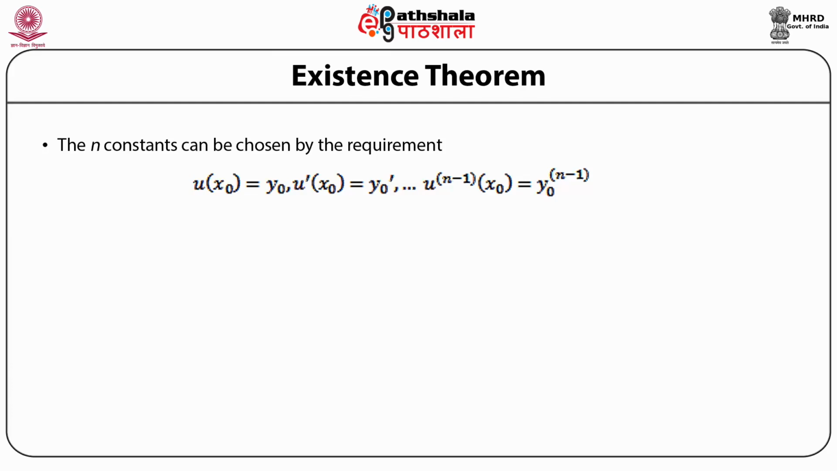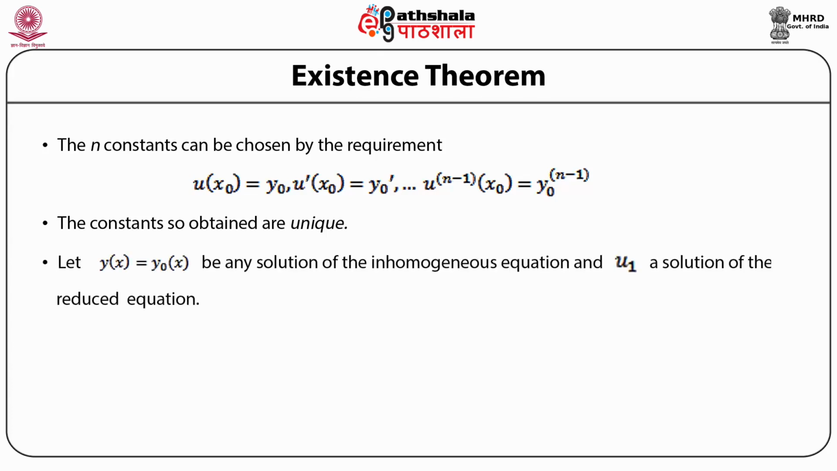The n minus 1 derivative of u at x equal to x naught is given by y naught raised to power n minus 1. The constants obtained are unique since, according to the fundamental theorem, with these conditions the solution is unique.